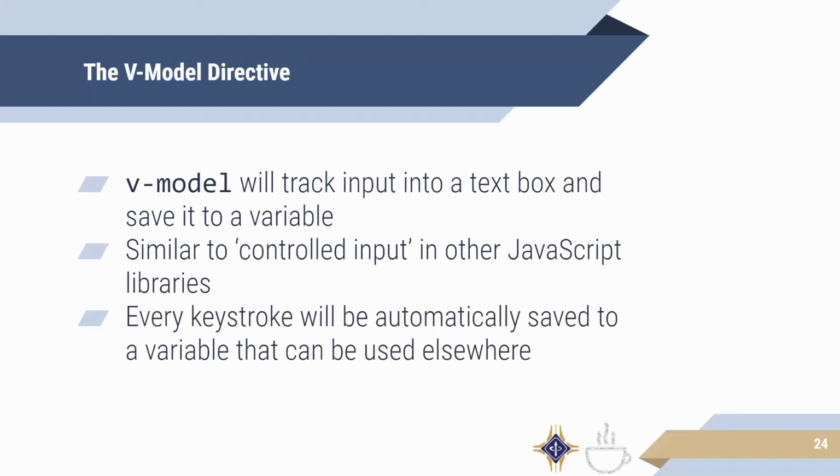So v-model will track input from a text box and save it to a variable. It's kind of like the idea of controlled input in other JavaScript libraries, but basically any keystroke you type into a text box will automatically sync up with this variable. So the variable is always the exact same as the value of the text. That can be useful, for example, think about how many times you have entered text in a form. You can use that to keep that data safe for processing elsewhere.